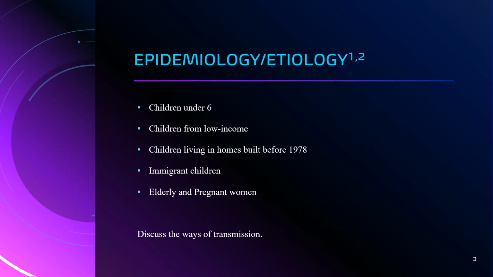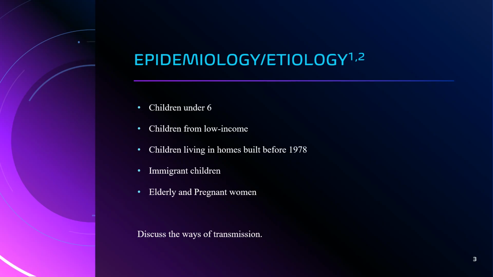Epidemiology and etiology looks at children under the age of 6 from low-income homes, living in homes built before 1978, and also immigrant children. Immigrant children, because they're coming from third world countries with fewer regulations and most often mediocre health care, might go undetected. Kids living here in the United States under the age of 6 don't have the greatest hand washing techniques and can be easily exposed by putting things in the mouth. Also, when they come from low-income homes, they're more likely to live in older homes, where lead-based paint can be found.